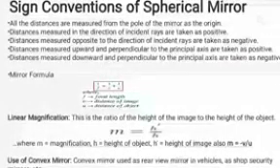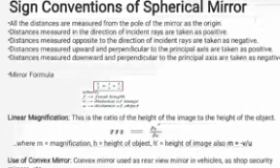Let us see the sign convention. Whatever distances we are measuring, they are measured from the pole of the mirror, which should be taken as the origin. Either we go towards left or right, the pole is taken as the origin, the initial point. Then all the distances measured in the direction of the incident rays are taken as positive. And the distances we measure opposite to the direction of the incident ray are taken as negative.